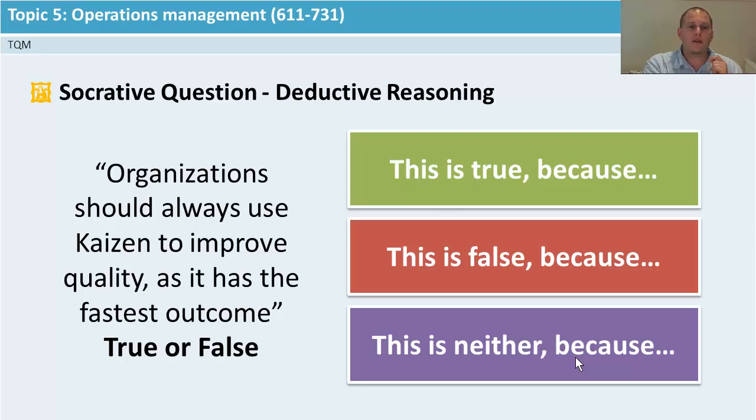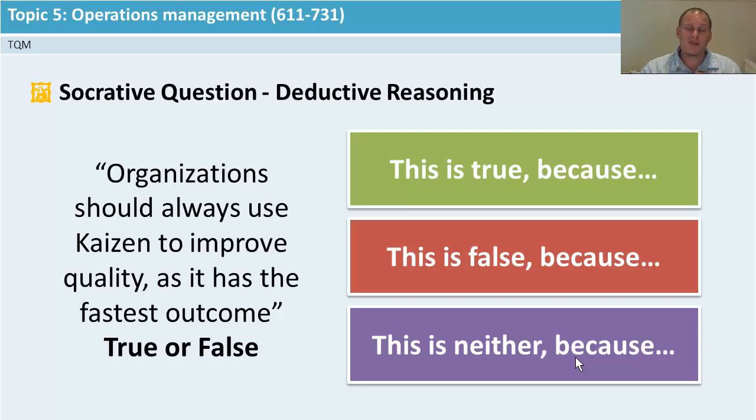Cool. So organizations should always use Kaizen to improve quality as it has the fastest outcomes. In this case, you could argue it's true. Kaizen internally allows you to have the greatest control. You're not relying on other people to copy, and the ISO standards take a long time to implement. You could say because you've got internal control over what's happening, it really would bring about the fastest way to improve quality. It allows you to have direct input over your processes and direct input over your labor.